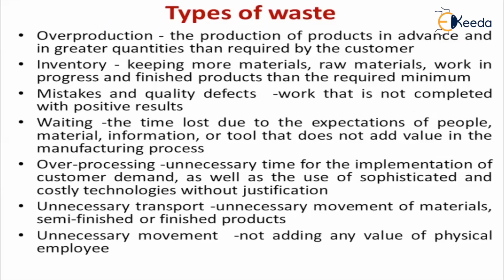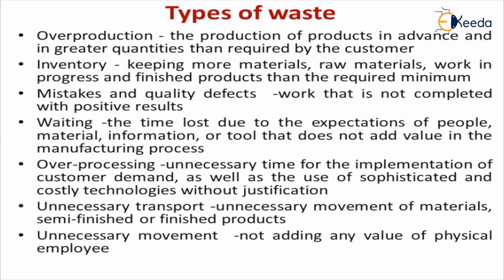So what are the types of waste that are there in the industry? The term lean means that if you reduce all the waste, the process will become lean, so it will not be overloaded. So the idea is to reduce the waste. So what are the types of waste? One is overproduction, the production of products in advance and in greater quantities than required by the customer.